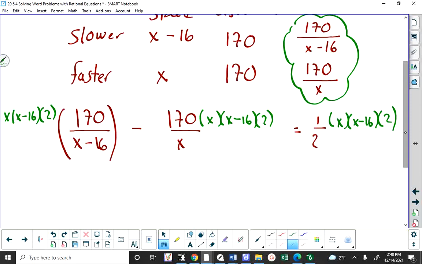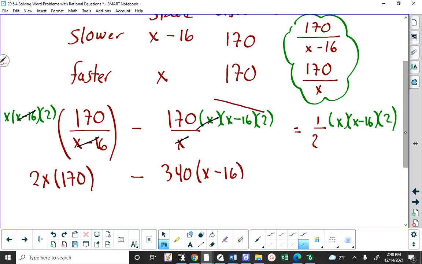Let's take this one step further here. The x minus 16 cancels, so we would have left 2 times x times 170 minus, over here the x's cancel. We're left with 340 times x minus 16. I hope that you aren't bothered by me taking the liberty to figure out that 2 times 170 is 340. And here the 2's cancel, and you're left with x times x minus 16.